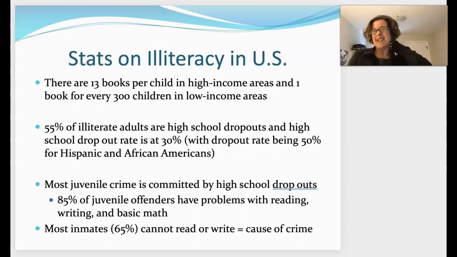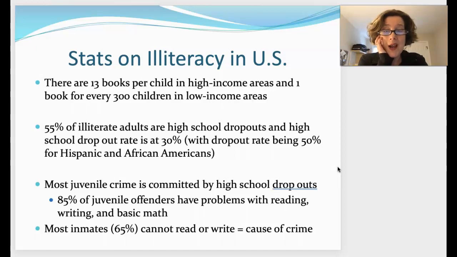Okay, let's look at some stats on illiteracy in the US because numbers are always fun to look at. There are 13 books per child in high-income areas and 1 book for every 300 children in low-income areas. So you're probably starting to put together that in low-income areas, illiteracy rates are higher. 55% of illiterate adults are high school dropouts, and the high school dropout rate is 30%, with the dropout rate being 50% for Hispanic and African Americans.